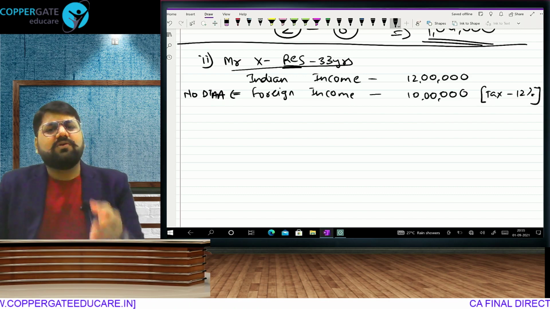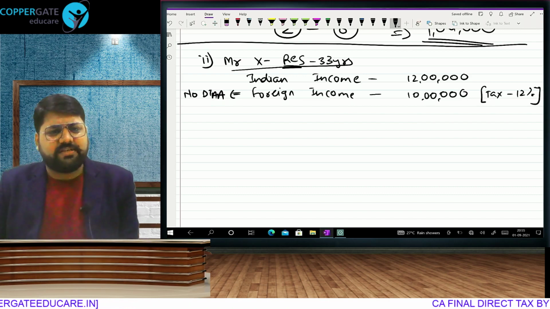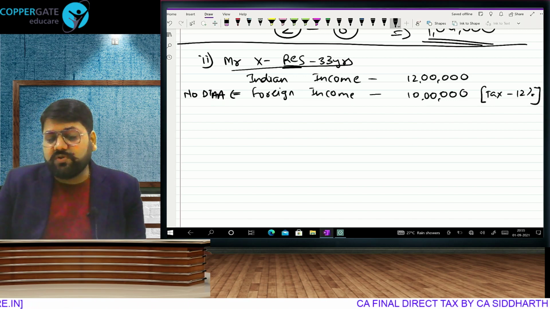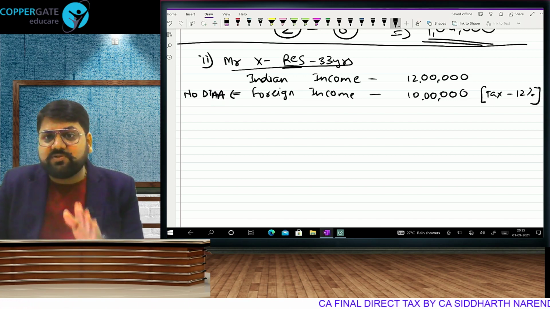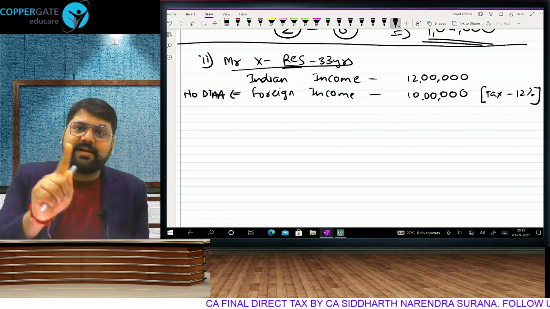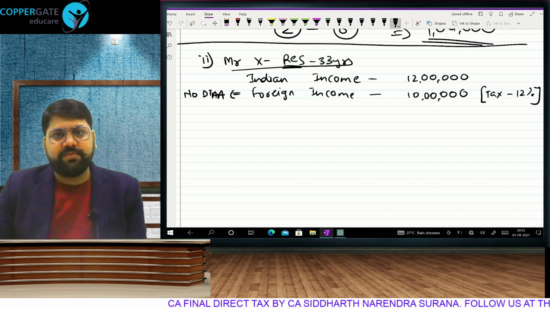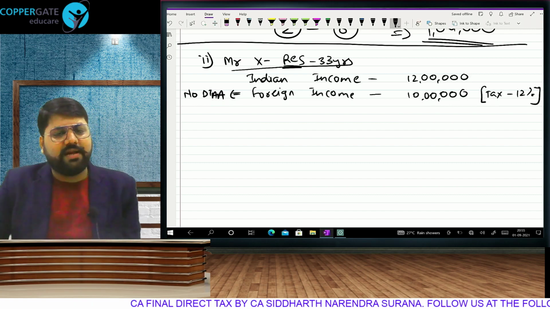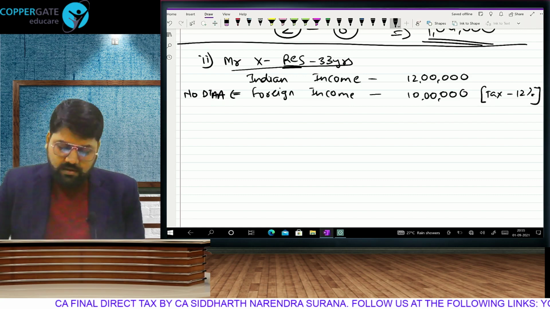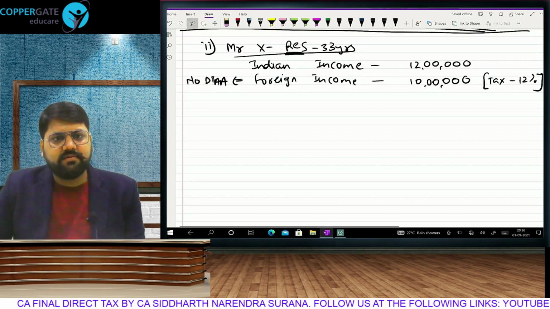So do one thing, go read the treaty and provide the relief as per the treaty. There is no treaty. The moment there is no treaty, there is only one way of giving relief: unilateral. And for unilateral, only one thing is required to be checked. If that is taken care of, then unilateral relief will be given. What is that only relevant thing? The assessee has to be a resident. Is the assessee a resident?